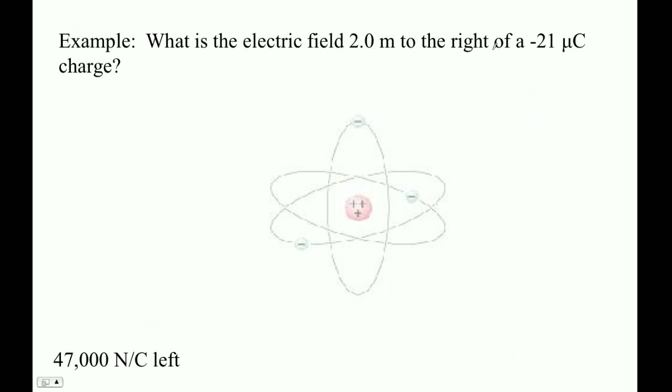So we are 2 meters to the right of a negative charge. Here's this negative charge, 21 microcoulombs, so 21 times 10 to the minus 6th coulombs. And then we're right here, 2 meters away. Well, first off, the electric field's going to be to the left. If we're here to the right of it, it's going to be toward that charge, because that's what a positive charge would do, go toward that charge. So that's how we get the direction.